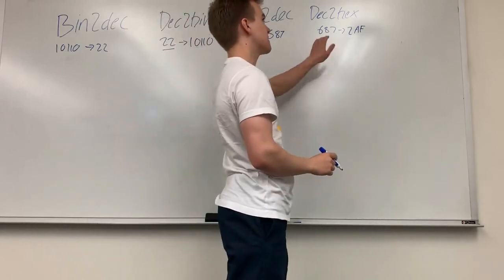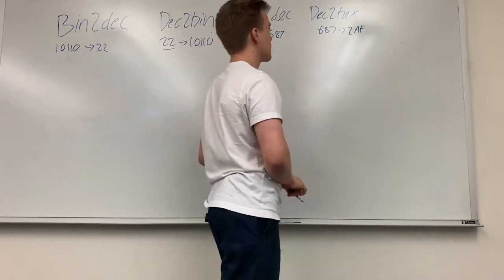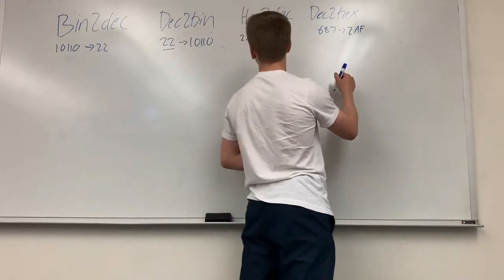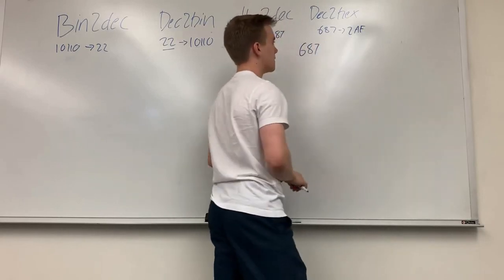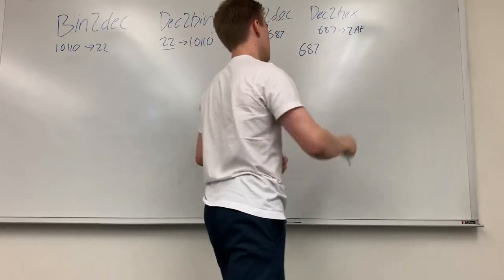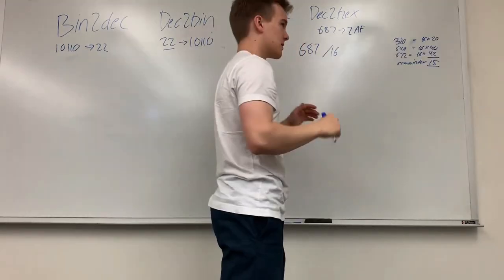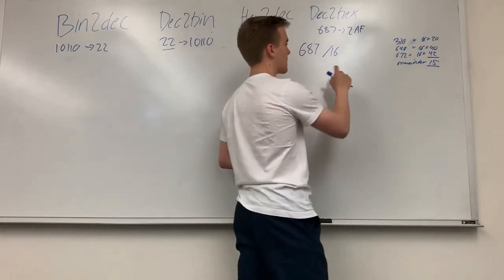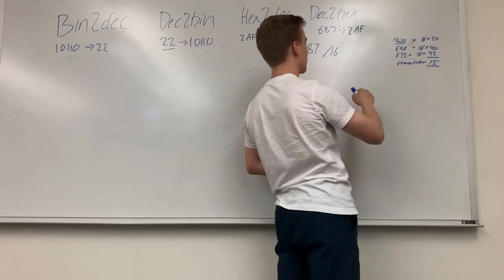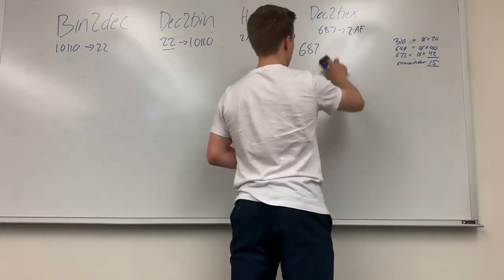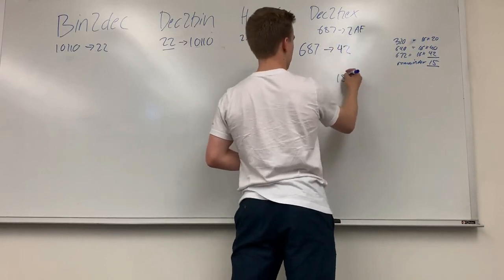Over here for Dec to hex, we'll do something similar to what we did in Dec to bin. We'll say, take 687. Oh man, I would need a calculator for this. Well, divide it by 16. So I did some really quick math to figure out that 687 divided by 16 is 42 with a remainder of 15. So I'll just say this goes to 42. I'm going to put 15 down here.